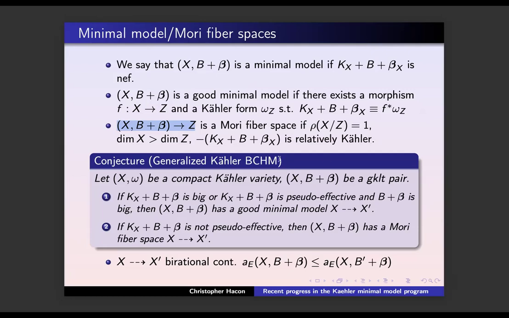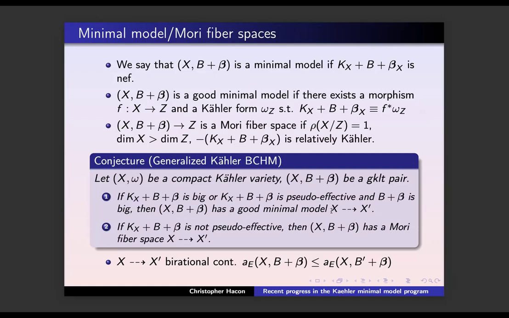And so if one is trying to generalize the results from BCHM, it seems to me that for induction purposes, it's actually convenient to work with a more general conjecture, which includes generalized KLT pairs. So we will consider (X, B + β) a generalized KLT pair, and we conjecture that if K_X + B + β is big, or if it's pseudo-effective and B + β itself is big, then (X, B + β) has a good minimal model.